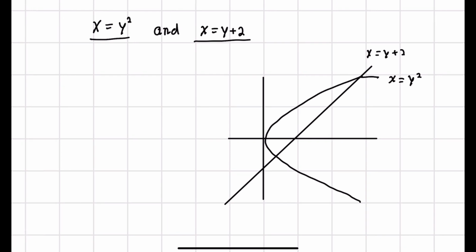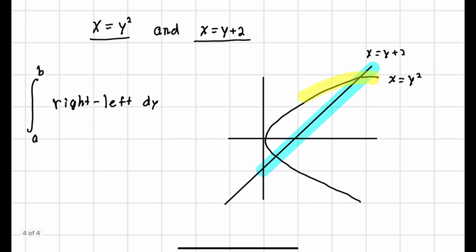And we will be integrating this in respect to y. So we have the integral from the lower bound to upper bound, and the integrand, you will have the function on the right minus the function on the left in respect to dy. So you can see in this example, our function on the right is simply x equal to y plus 2, and our function on the left is x equals y squared. And here we could just do this in one integral.